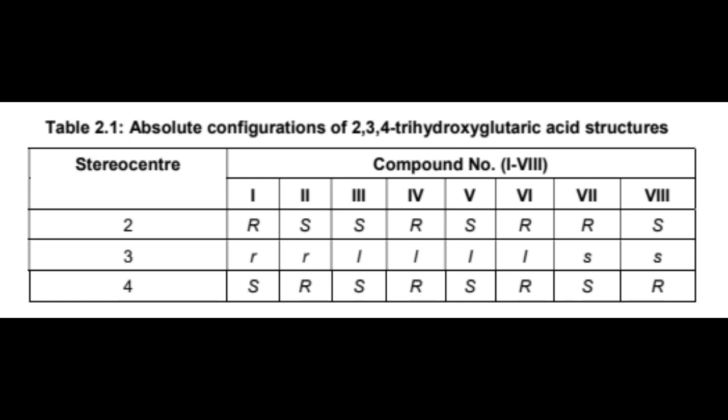Table 2.1, absolute configurations of 2,3,4-trihydroxyglutaric acid structures. I equals not a stereocenter since 2 of the groups are identical. S equals pseudoasymmetric center.